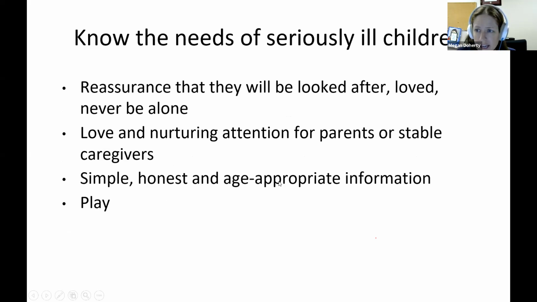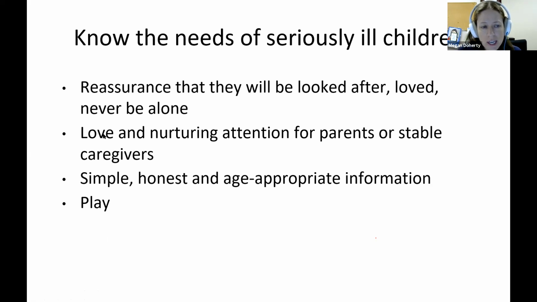What about the children themselves? So that was the parents, this is the children. They need reassurance that they know that they will be looked after and loved and not be alone. So the biggest worry of children is that when they're dying, they will be alone. So this is very easy to fix. They all have parents usually. So we just say your parents will be with you. You always let the parents stay with the child or the primary caregiver.